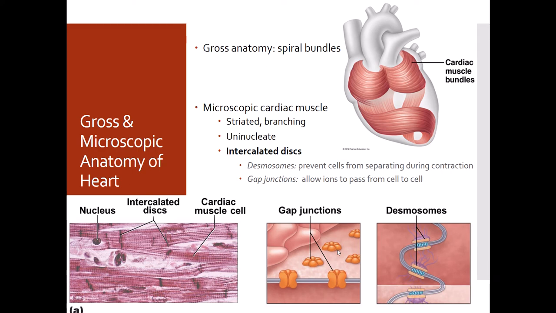We don't want one part of the heart to contract and the other part of the heart to contract separately. We want it to do it all at once, and the gap junctions allow us to do that. And then the desmosomes allow the heart muscle cells to stay together despite the constant stress of the pumping action and contraction. So, key feature in terms of cardiac muscle: intercalated discs.